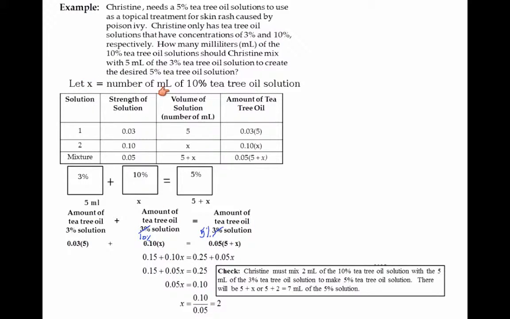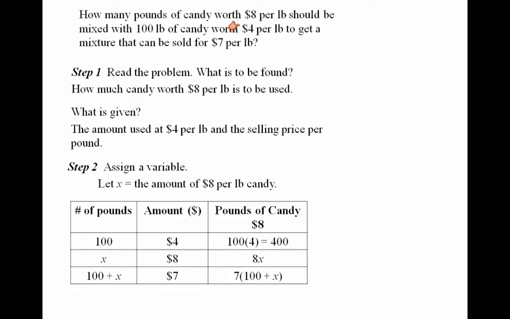So the number of milliliters of 10% tea tree oil would be 2 milliliters. If I want to find the total, it would be 5 plus 2, that would be 7 milliliters for the ultimate 5% solution. How many pounds of candy worth $8 per pound should be mixed with 100 pounds of candy worth $4 per pound to get a mixture that can be sold for $7 per pound?